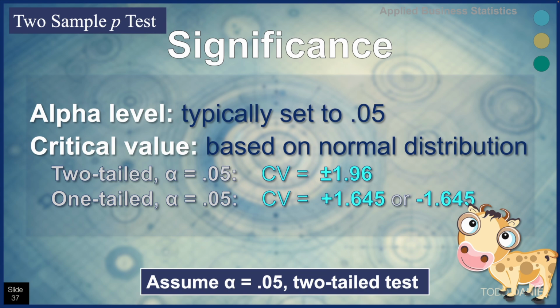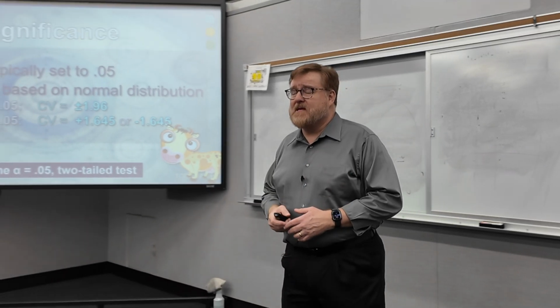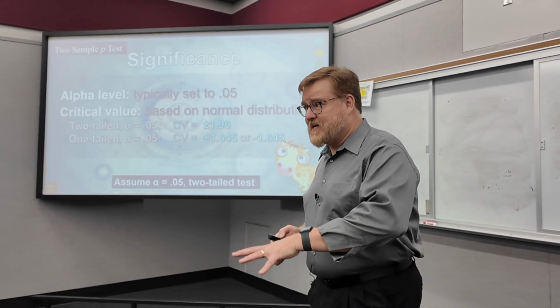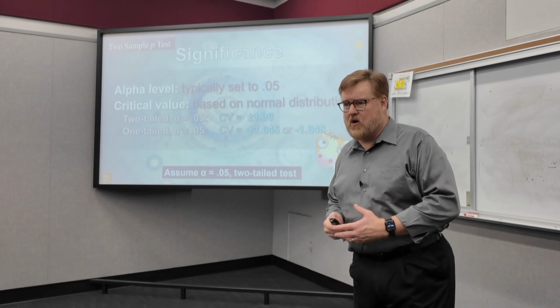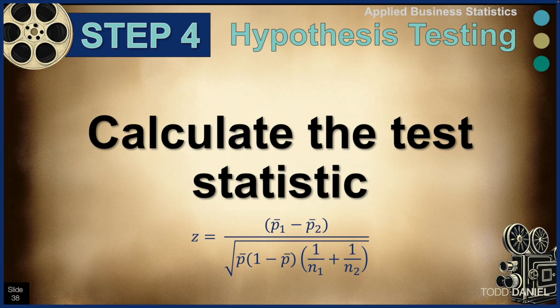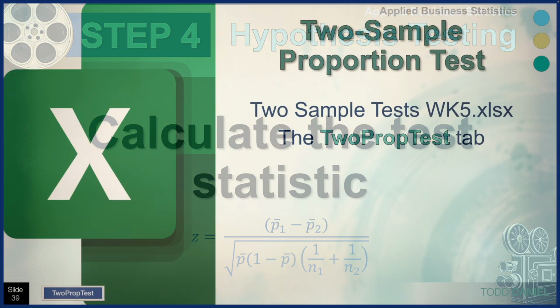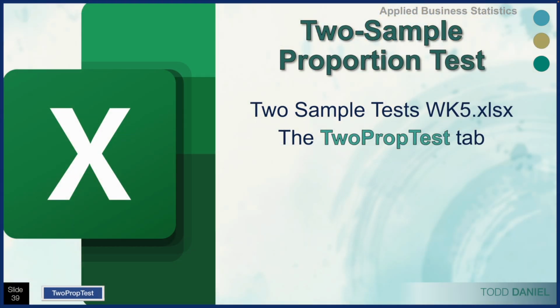If we were doing a one-tailed test at an alpha level of 0.05, the critical value would either be positive 1.645 or negative 1.645. But you can assume that we're going to be doing an alpha of 0.05 two-tailed test unless you're told somewhere in the word problem that we'll be using some other setting. Step 4 is to calculate the test statistic. So you'll notice this is also a z-test, and z equals the difference between the sample proportions times this information down here, which uses proportions and sample sizes. And of course, we're not going to calculate that. We're going to let our spreadsheet do that mathematical work for us.